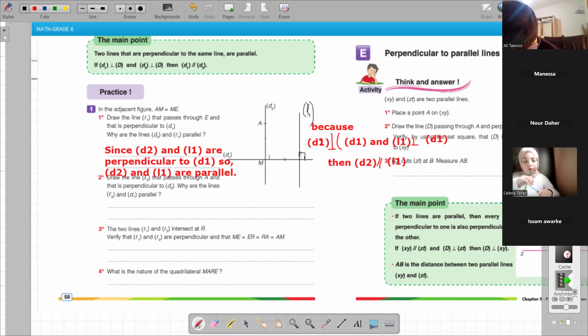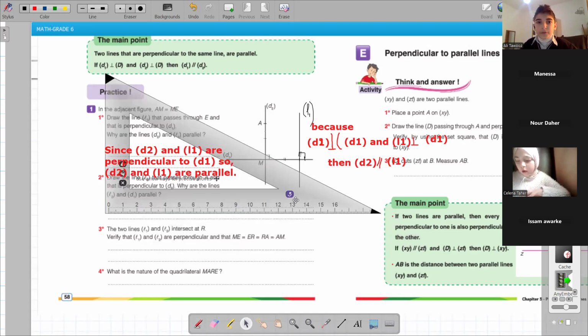So we have to put our set square. Okay, so I want to put the set square. Yes, we have to put the set square. Let me just turn it.